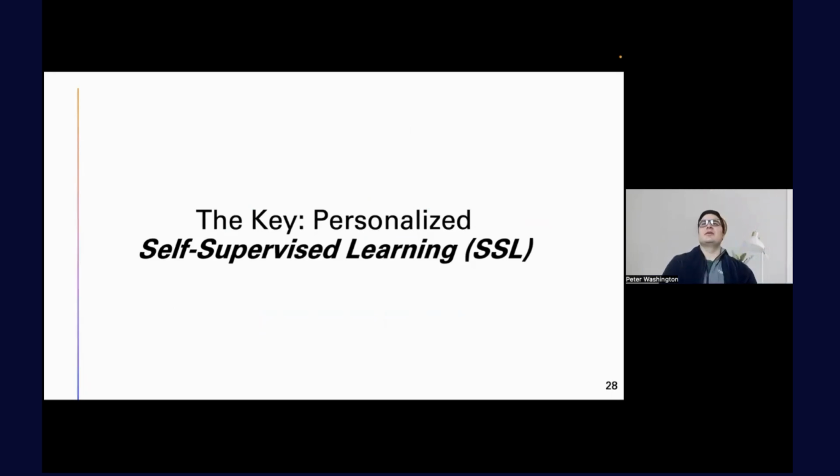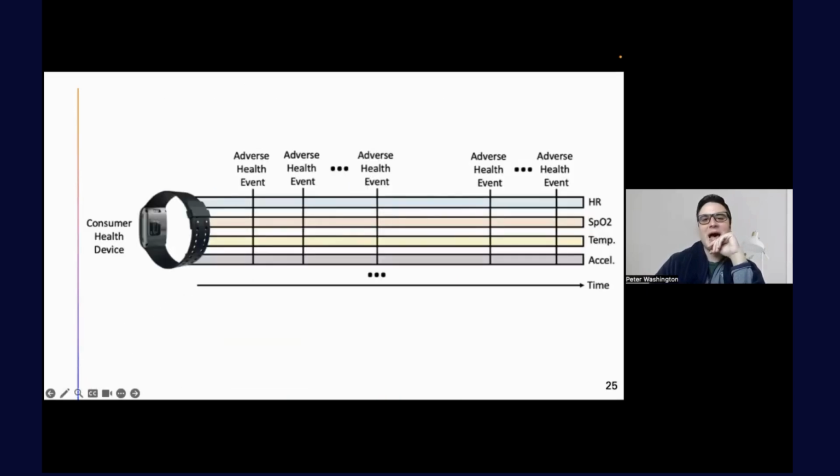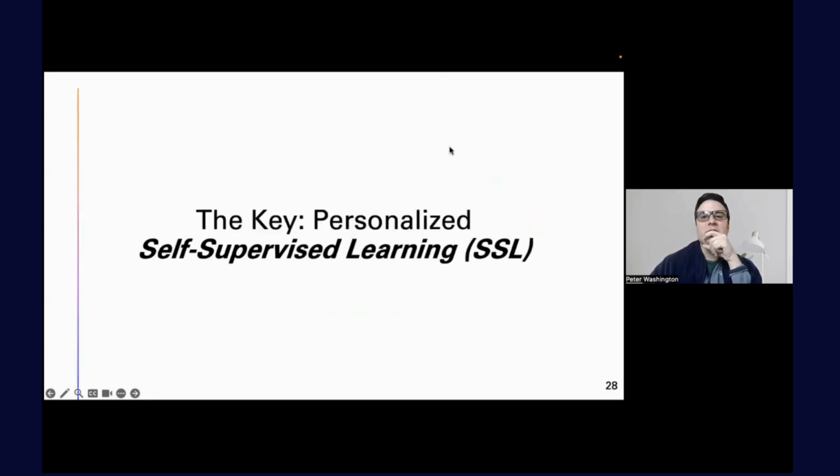That's not feasible. So what we can do instead is use this idea of self-supervised learning to learn from all of these passive data like heart rate and skin temperature and accelerometer that we don't need human labels from, where we just get that data just by the person wearing the watch. They don't have to do anything else, just wear the watch. And we can use self-supervised learning to basically learn that person's baseline biosignal patterns and then refine the model with just a few labels of the adverse health event that we actually care about. So this idea is actually very similar to how ChatGPT works.